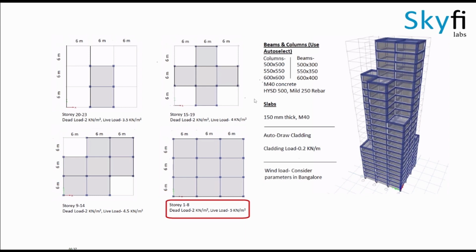Also, three sections of the beams and columns are given, each of which is having M40 grade of concrete and HYSD 500 for longitudinal bars and mild 250 for tie bars. The slabs are of 150 mm thickness and having M40 grade of concrete. We will be using auto truck loading having a load of 0.2 kN per meter. For the wind load, we will be considering the parameters for a building to be constructed in Bangalore city. Now let's open the ETABS software.